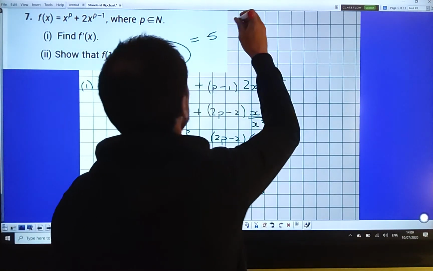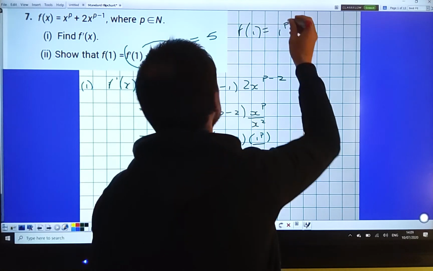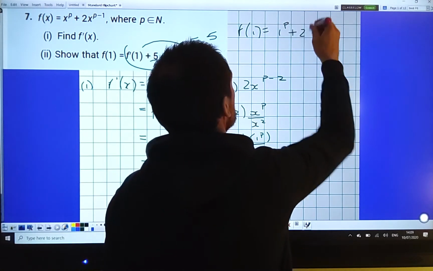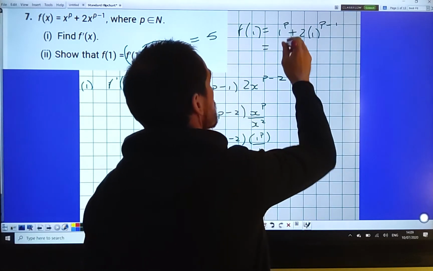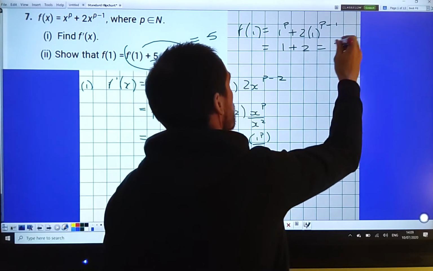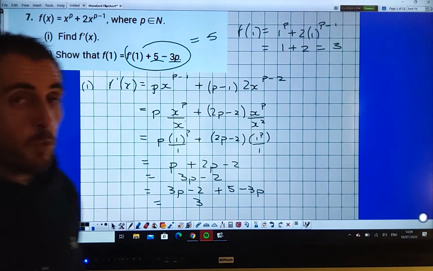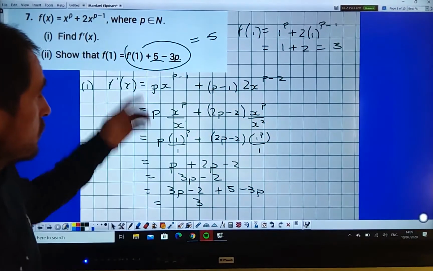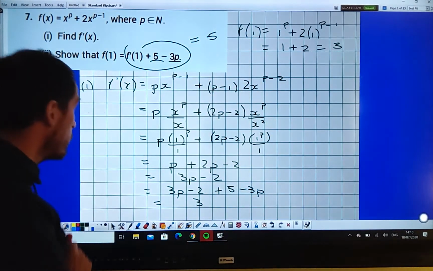Okay, so just to show you here, look, f of 1 is equal to 1 to the power of p plus 2 times 1 to the power of p minus 1. So that's 1 plus 2, which is equal to 3. So this question here was really all about understanding indices and how they work. And this is the key part, and this is the part that people find difficult.